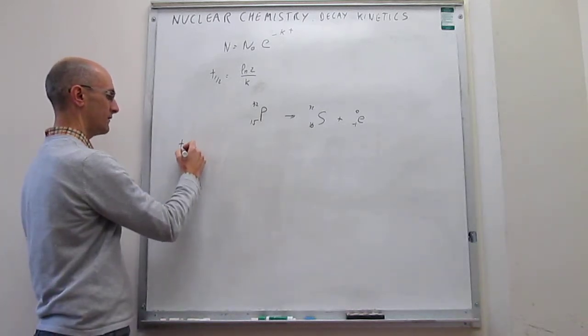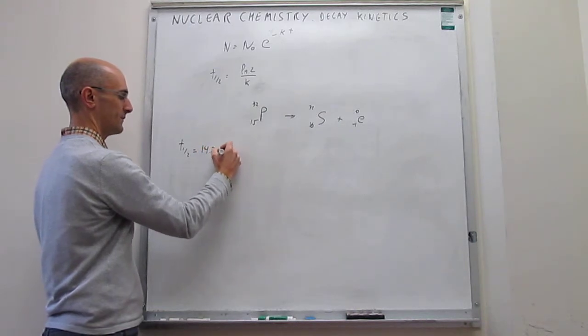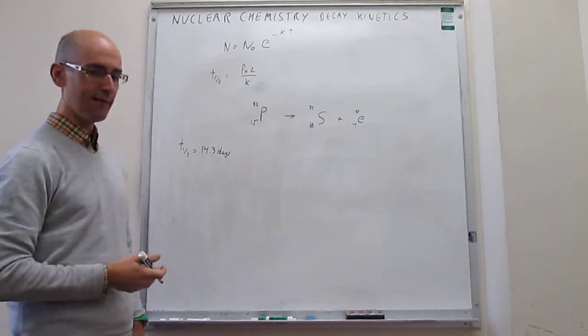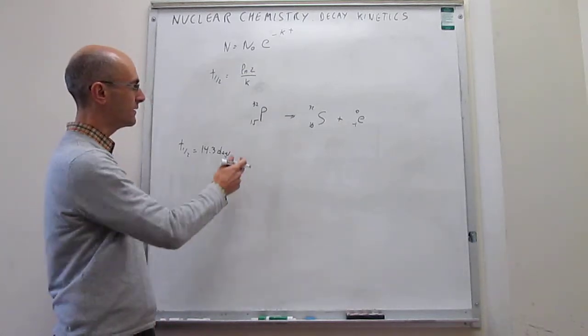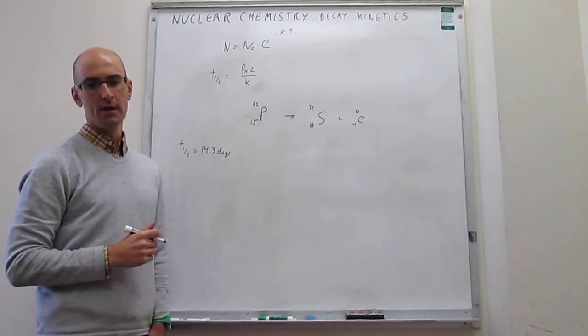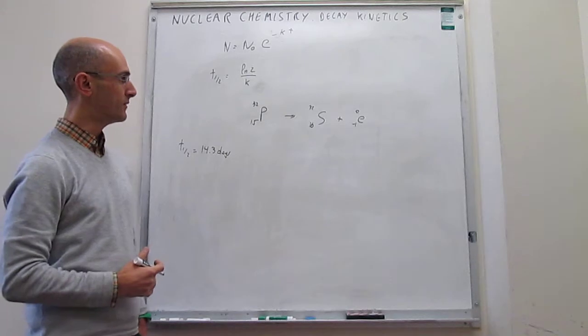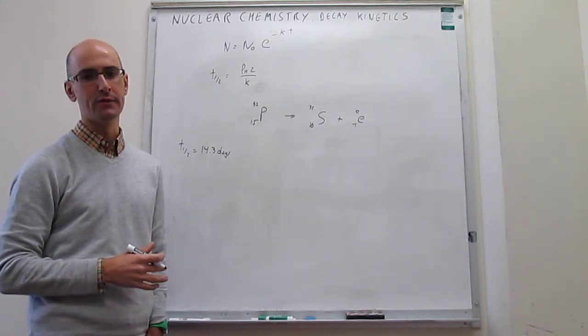The half-life for this process is known. The half-life is equal to 14.3 days. So in about half a month or so, if you have a sample of radioactive phosphorus 32, about half of it will decay to sulfur 32.